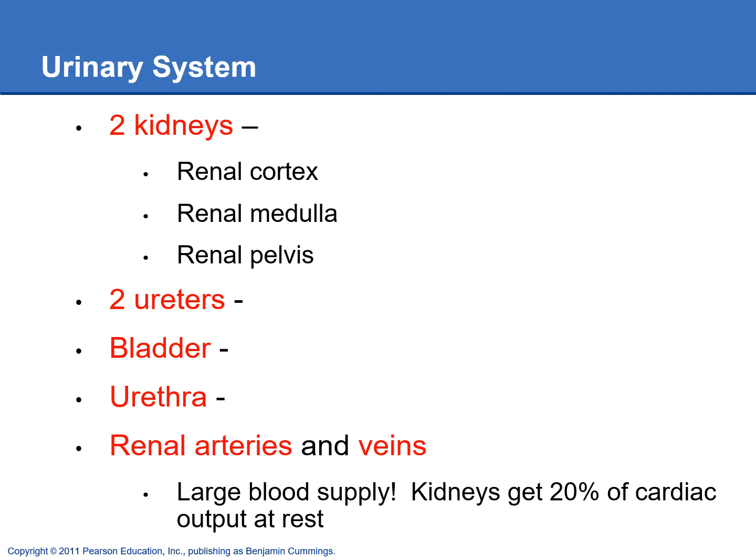And the kidneys have a very large blood supply. They will get 20% of the cardiac output at rest. And that's because the kidneys' main job is to filter the blood and get rid of the waste products. So it does get a lot of the blood from that. And then also the kidneys are very active. They need to make a lot of ATP because they do a lot of active transport, as we'll see later. So they need a large blood supply to keep bringing in glucose and oxygen so they can keep making ATP.